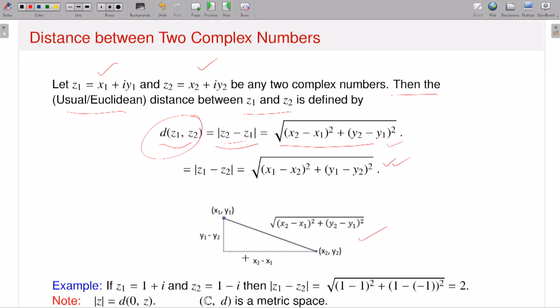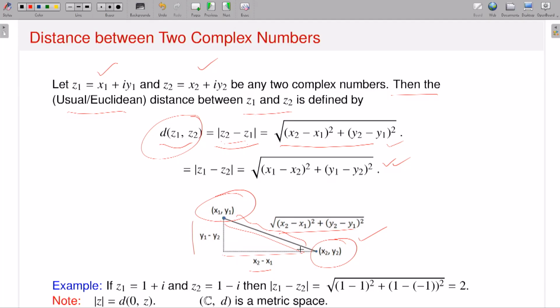So suppose I am in a complex plane, so this is my point x1, y1, this is x2, y2, two complex numbers, then the distance between this and this is nothing but, you can think about x2 minus x1 being this side, y2 minus y1 this one, so therefore it's nothing but square root of (x2 minus x1) square plus (y2 minus y1) square. So this is the Euclidean distance.